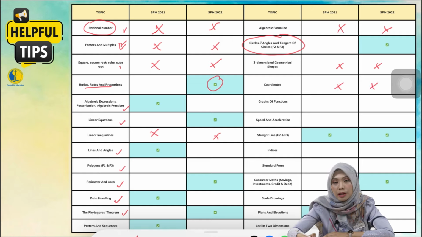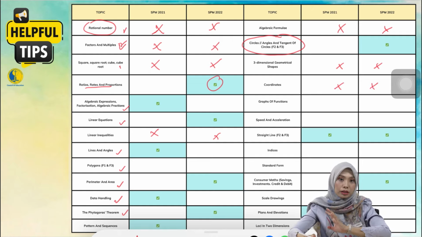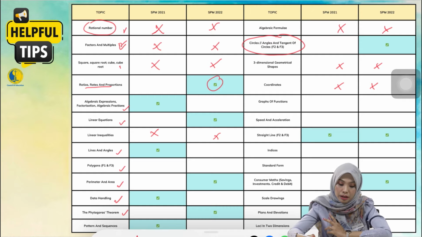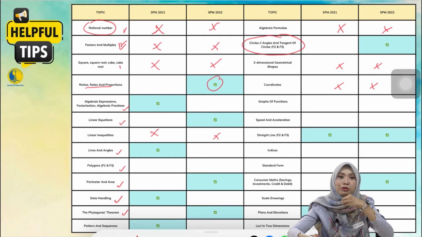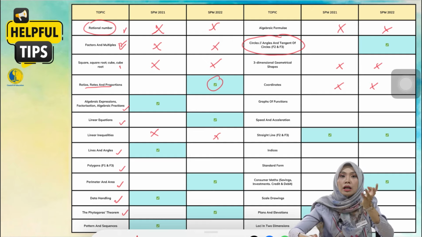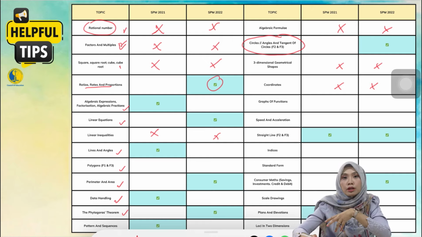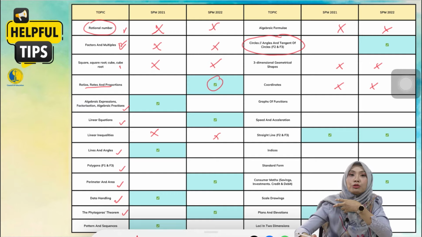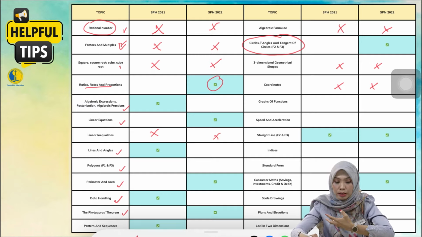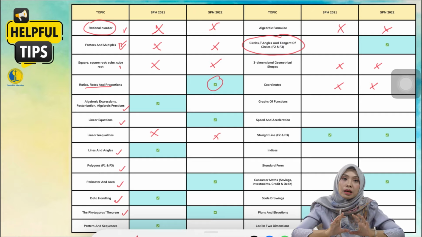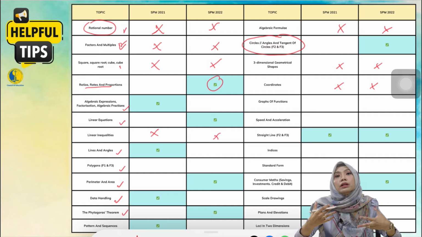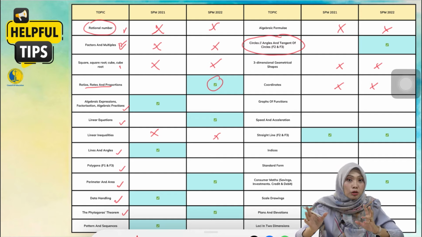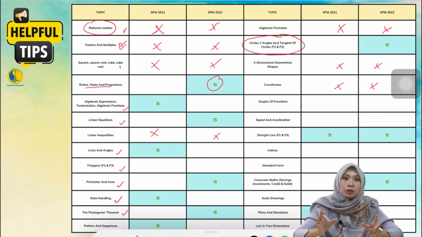Coordinates, nope, because sometimes coordinates combine with another chapter. For example, it can be in graph or function questions, because when you need to draw a graph, the first thing is they will ask you to plot points. So if you don't know coordinates, how are you going to plot points? That is the basic thing, where coordinates don't come out as huge questions on their own, but come up in combination with other topics that are usually related to graphs.